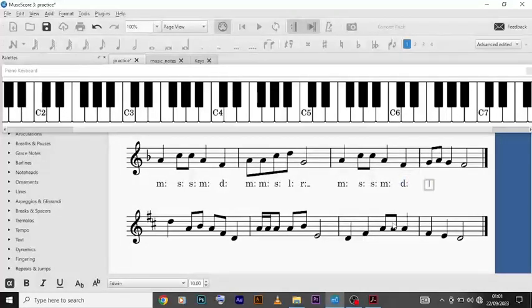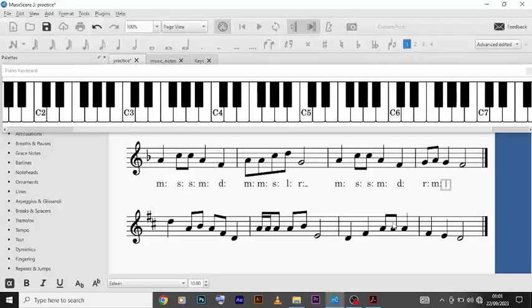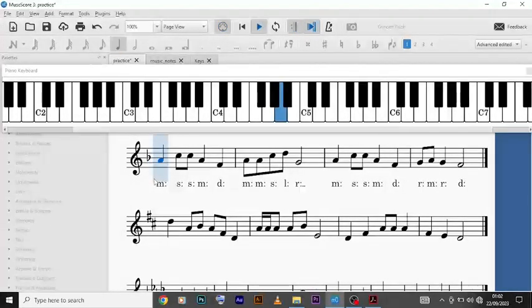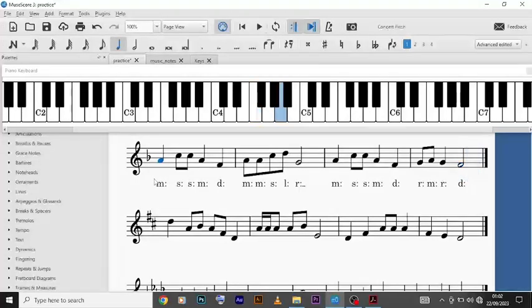Then this one, a re. Then this one, a mi, a re, and then a do. Now that we have finished writing the solfas, we can sing it together. Mi, so, so, mi, do, mi, so, la, re. Mi, so, so, mi, do, re, mi, re, do.